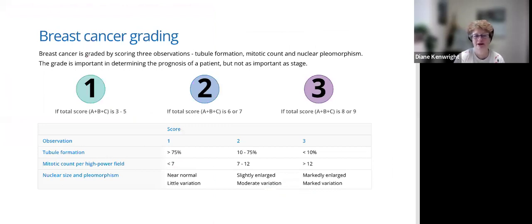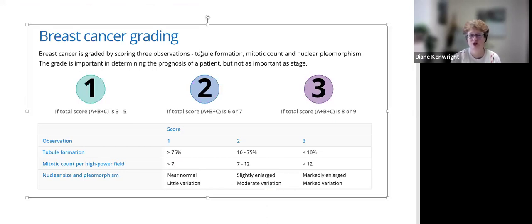Let's think a bit more about breast cancer grading. Okay, so breast cancer grading is based on 3 observations, as I've just said: tubule formation, mitotic count, and nuclear pleomorphism. And so we have a score for each of those, 1, 2, or 3, with 3 being the least favorable score. So more tubules is better than less tubules. Less mitoses are better than more mitoses. And if the cell looks nearly normal, it's better than the cell looking really horrible with pleomorphism.